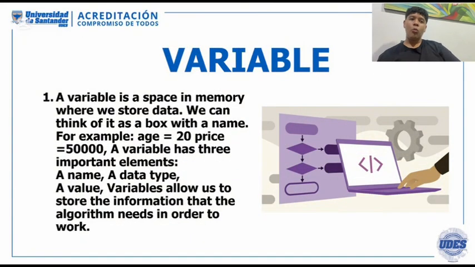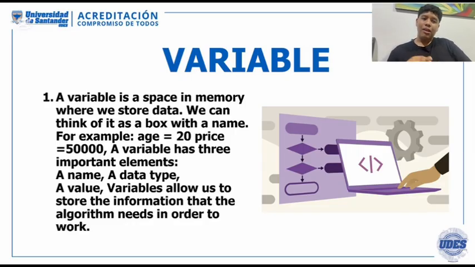Okay, now what is a variable? A variable is a space in memory where we store data. We can think of it as a box with a name. For example, age equals 20, price equals 50,000. A variable has three important elements: a name, a data type, and a value. Variables allow us to store the information that the algorithm needs in order to work.